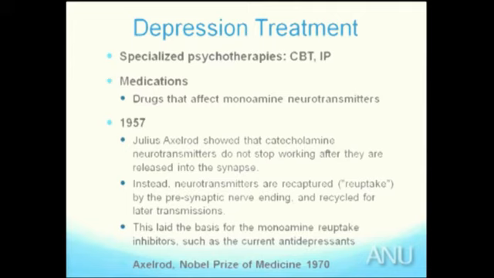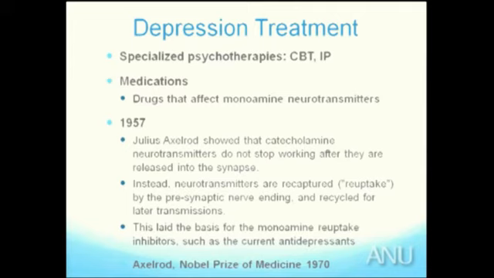Depression treatment can be done with specialized psychotherapy such as cognitive behavioral therapy or interpersonal therapy, but most people who have clinical depression and go to a doctor end up with medication. And those drugs are drugs that affect monoamine neurotransmitters. So the history that led to those drugs is the following.